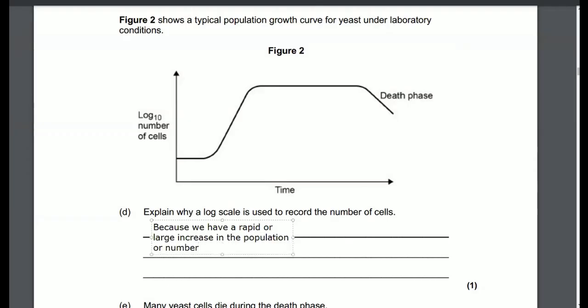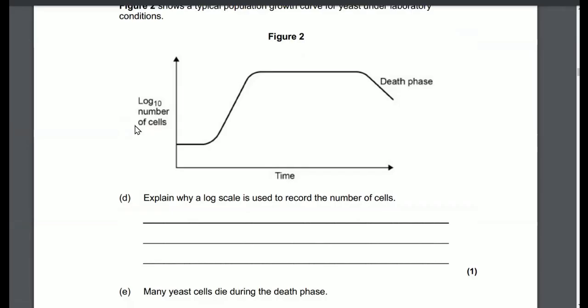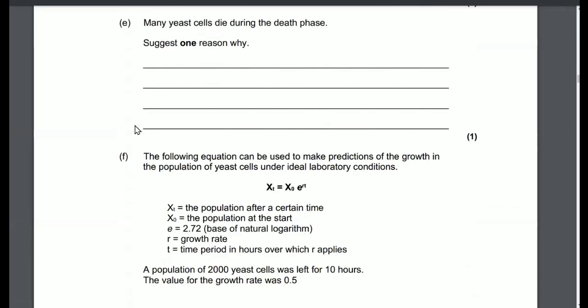Yeah, so there's a massive increase in numbers. You just wouldn't be able to have a graph where you go from 1,000 to a trillion or hundreds of billions or whatever on one side of the axis. You couldn't do it unless you use log 10. So that is the reason why we use log 10, people. You'll often see them on graphs of bacteria or other microorganisms, fungi, whatever.